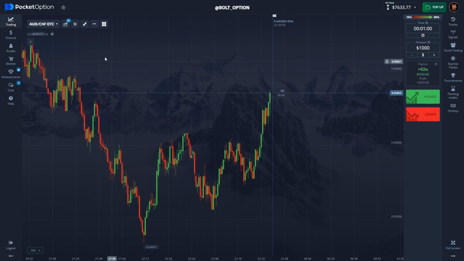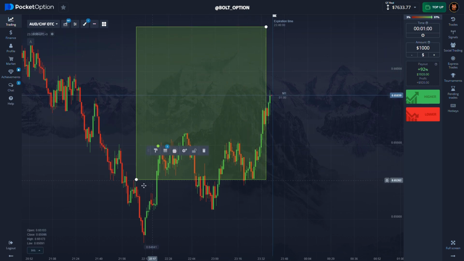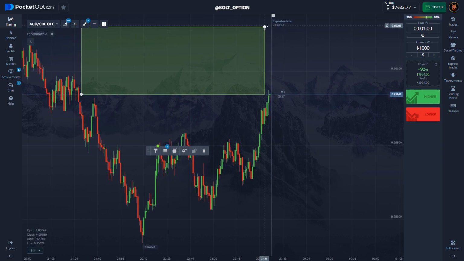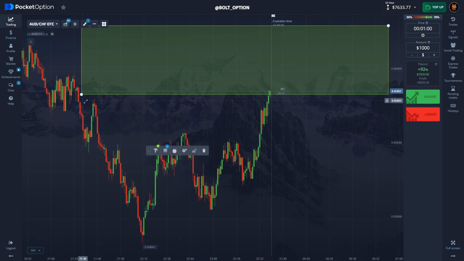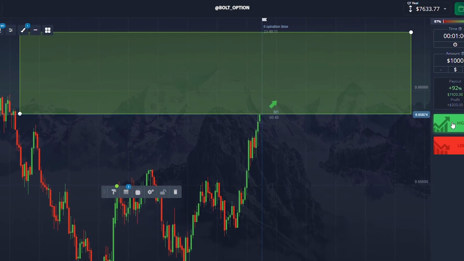As mentioned earlier, click on Drawings, then Rectangle. Identify the gaps between past candles to decide whether to go for buy or sell. Currently, we are in an urgent situation, and we need to go for buy to see if we can make a profit.